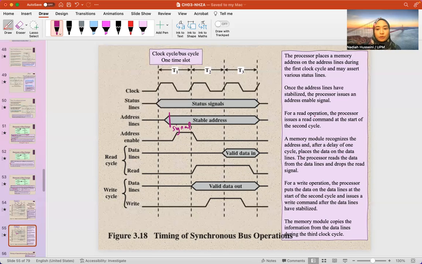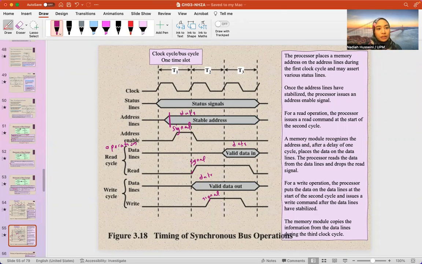For a read operation, the processor issues a read command. So we have two operations, right? This is the operation of read, and this is the operation of write. Let's go for the read one first. For a read operation, the processor issues a read command. So here you see that it issues a read command signal. This is a signal. This is data. I forgot to tell you: the ups and downs are the signal, and something looking like this is the data.